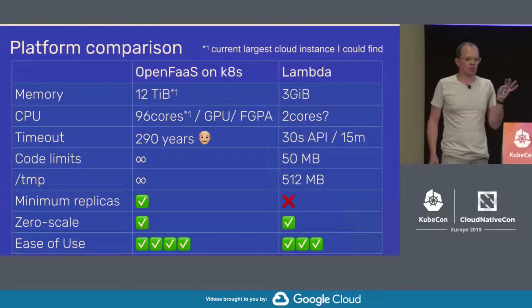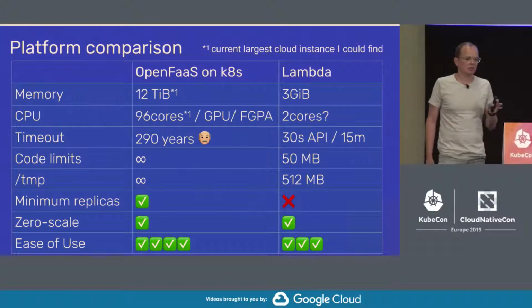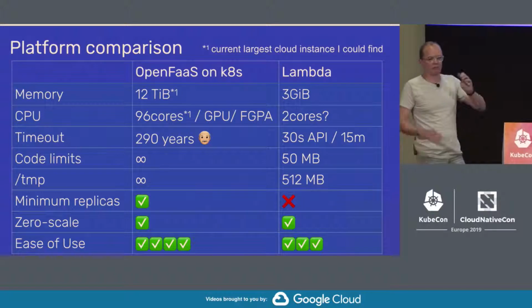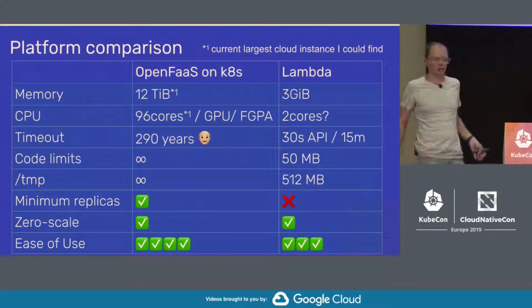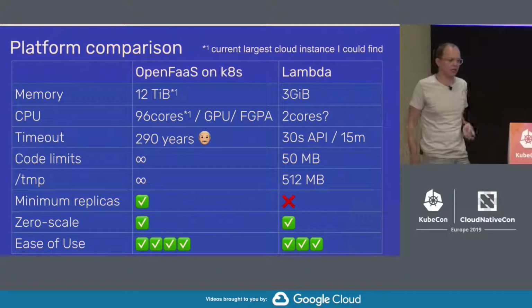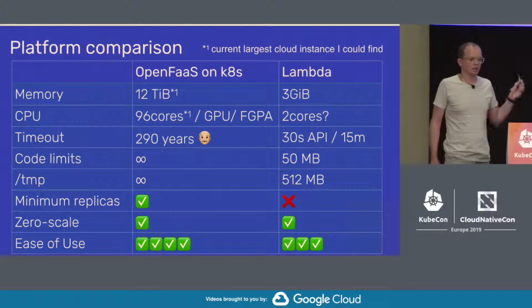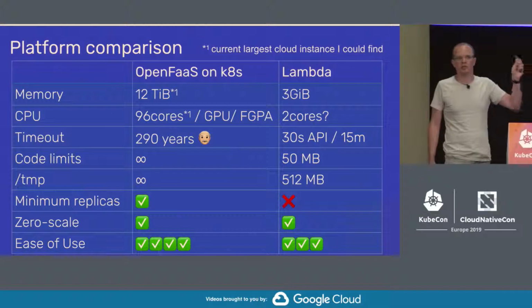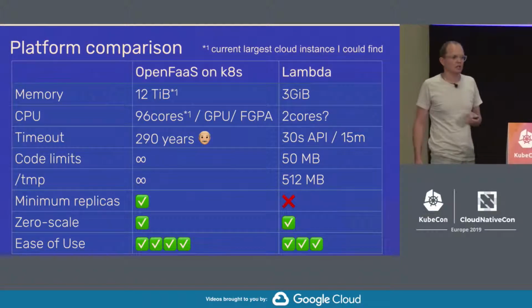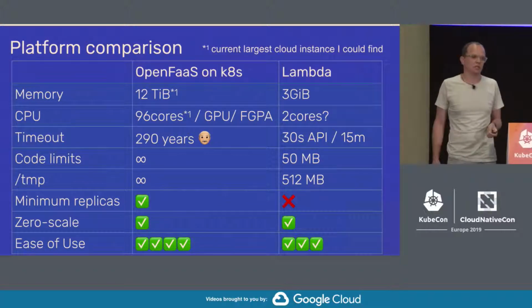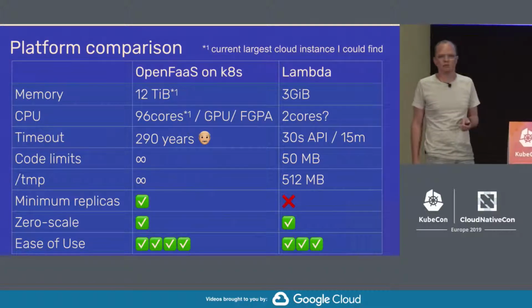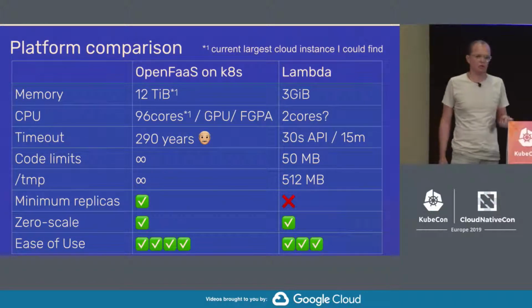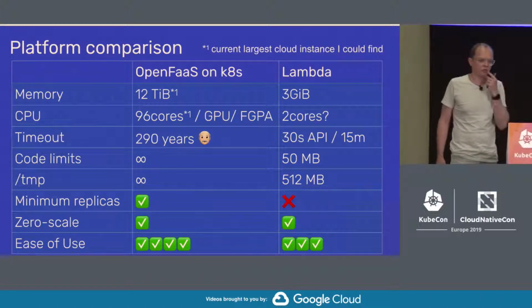So let's compare Kubernetes and Lambda running on OpenFaaS. Let's look at memory. Lambda's got this hard limit of 3 gigabytes of memory. That's not surprising, they've got their requirements. But over on the left-hand side, 12 looks a bit like 3 until you notice that that's terabytes. I was able to find an Amazon EC2 instance with 12 terabytes of memory. I could use all of that memory running OpenFaaS on Kubernetes.